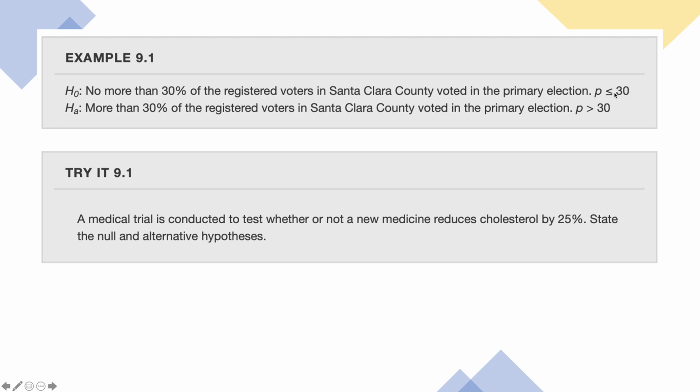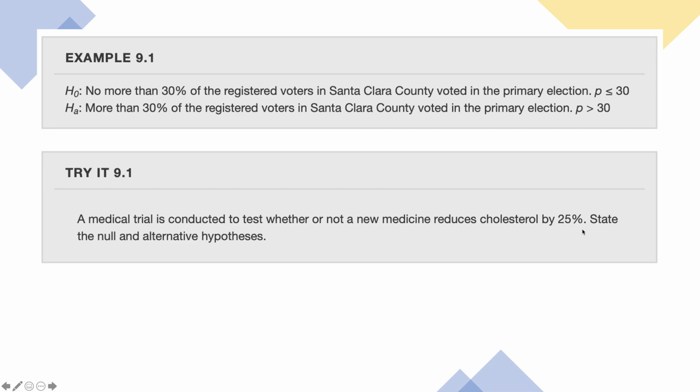If 10% voted, did no more than 30% vote? Yes. If 20% voted, did no more than 30% vote? Yes. And the alternative hypothesis is, if more than 30, the alternative to no more than 30 is that more than 30% voted. So that would be P is greater than 30. Okay? All right.